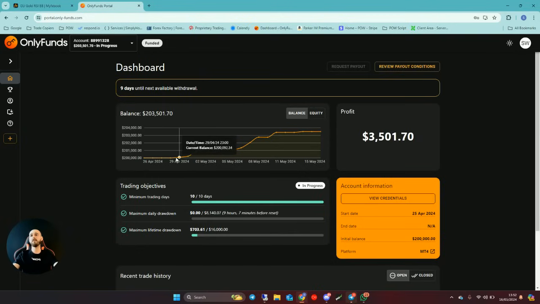So my OnlyFunds account I started on the 29th of April, stopped trading a couple of days ago, I've met the minimum trading days requirements, maximum lifetime drawdown $700, and I'm now parking that account to have a $3,500 withdrawal, which after split should work out to be just over $2,000, which will cover my costs for the account.